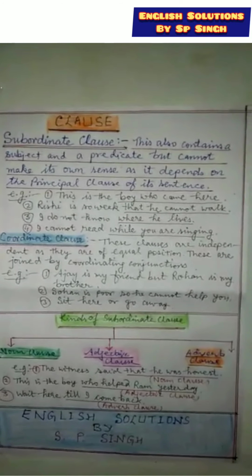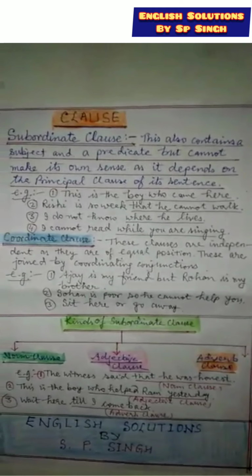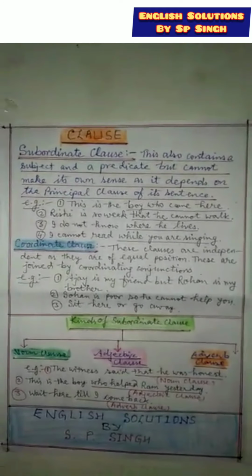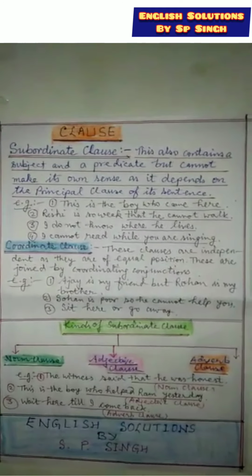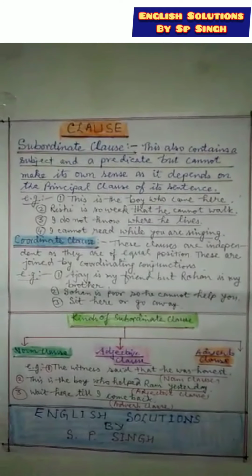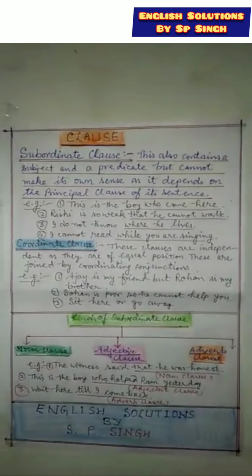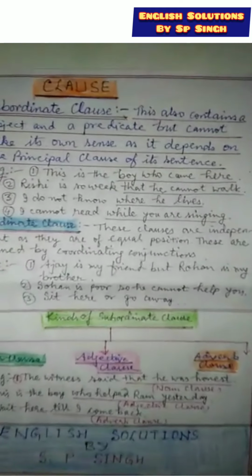Third is: I do not know where he lives. The underlined last three words of the sentence are the subordinate clause. By meaning you have to understand that this clause is dependent on the principal clause of that sentence. Fourth example is: I cannot read while you are singing. From while to singing, that is the subordinate clause.